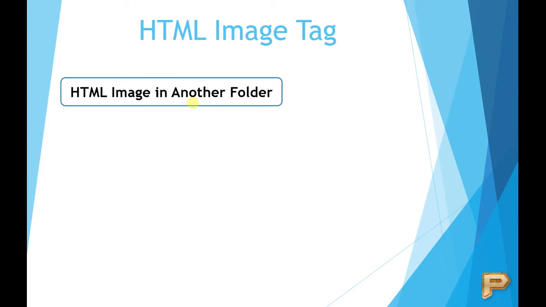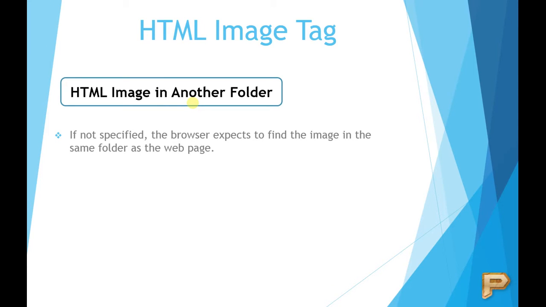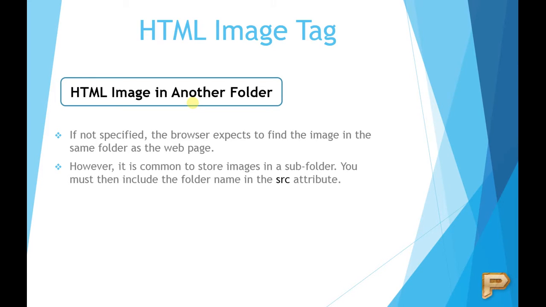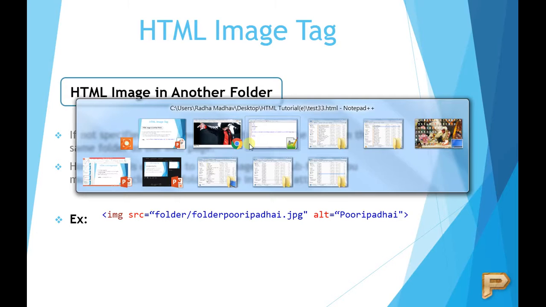Now, HTML image in another folder. For example, if not specified, the browser expects to find an image in the same folder as the web page. However, it is common to store images in a subfolder. You must then include the folder name in the src attribute. For example, this is the syntax: image src folder puri padhai.jpg. So we'll try to understand what it is trying to say.